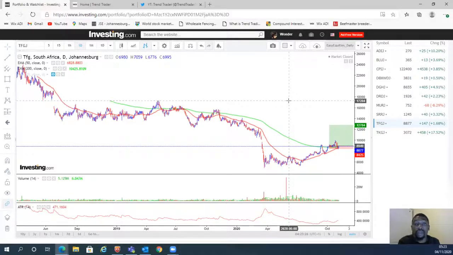We are monitoring what is happening there. So for as long as it's trading above the green line, we will hold it. Otherwise, if it trades below, we will exit our position.